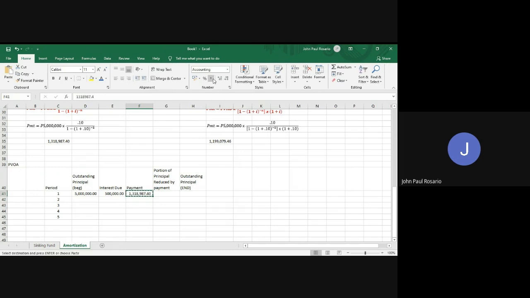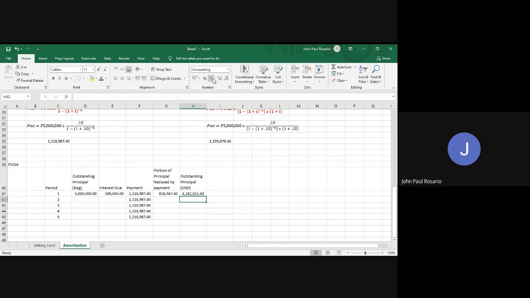1,318,987.40. Okay, so this should be our payment for 5 years. And then our portion of principal reduced by payment is this one less our interest due. So this is the reduction in our principal. So our outstanding principal end is this 5 million. We deduct this portion of principal reduced by payment.